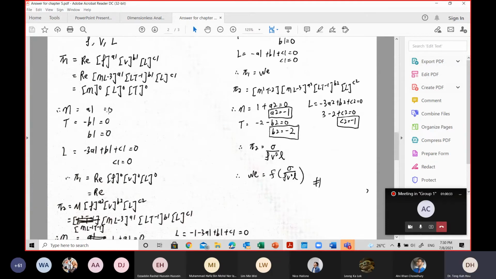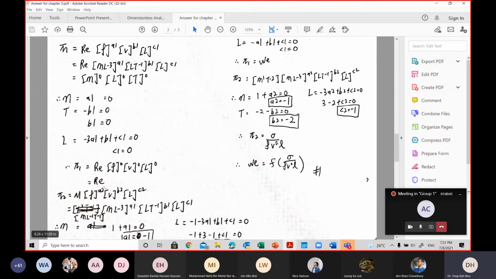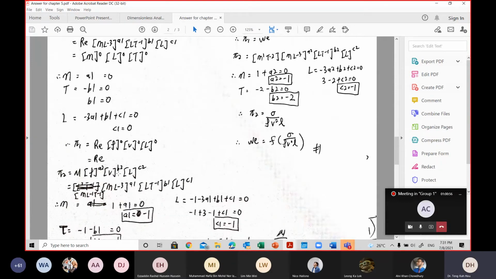Don't be nervous, right? It's common. As I said, you can get any kind of value in this. It can happen for anything. Don't get nervous and don't get stuck over here. Just continue on that. So I know that my pi 1 equals RE. So is that clear until here? Okay, so no questions. Now start on my pi 2.